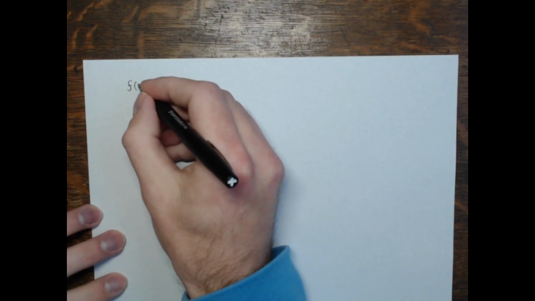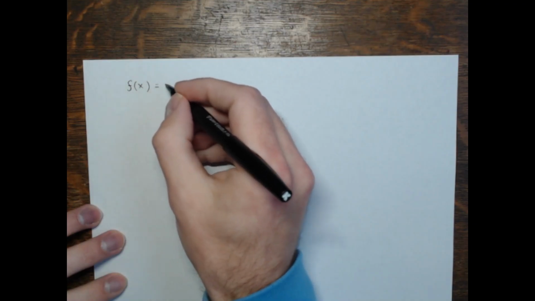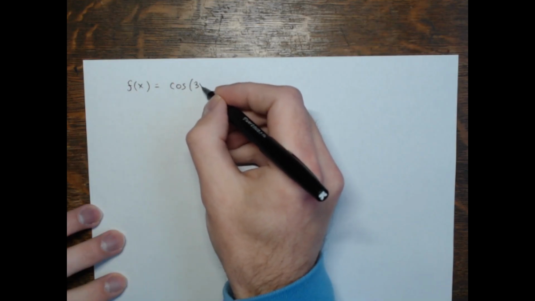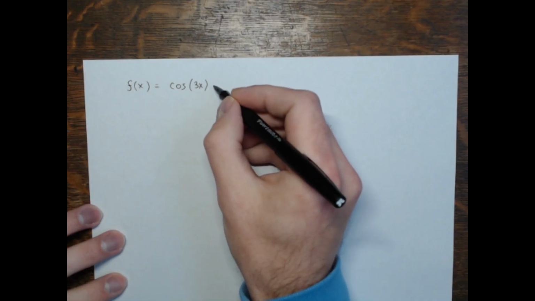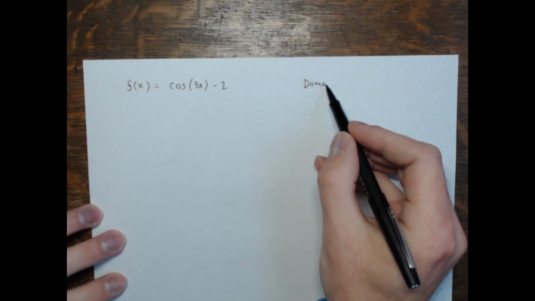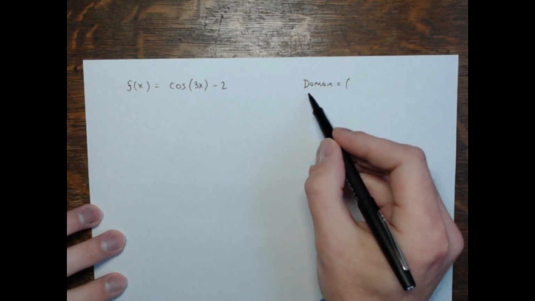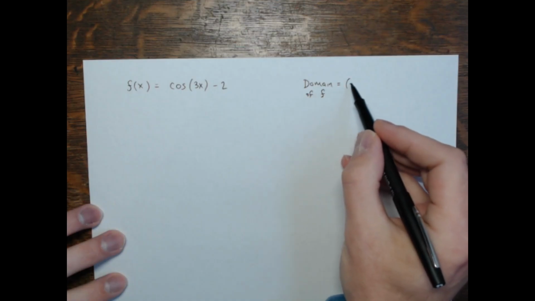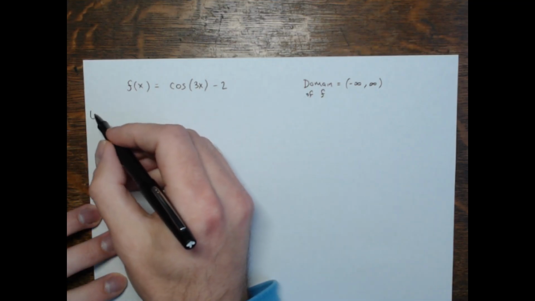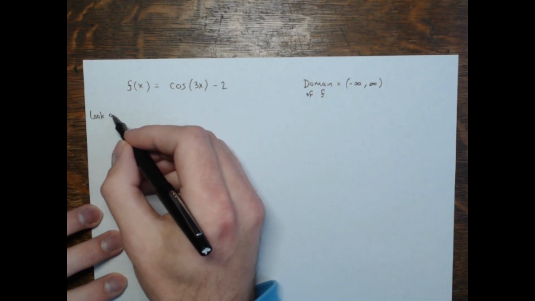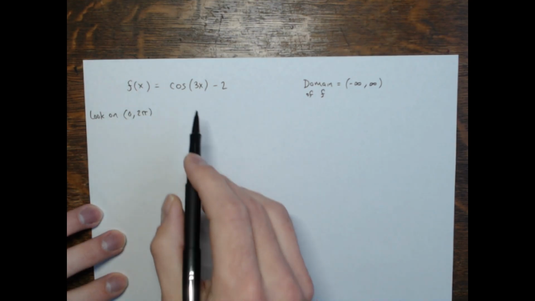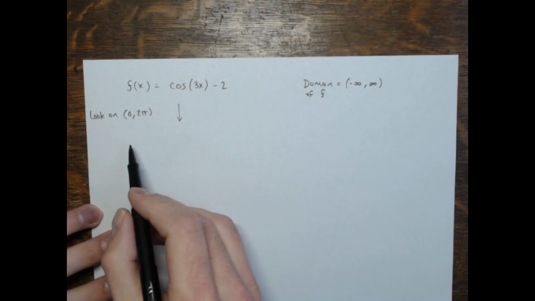All right, so the function we're given is cosine of 3x minus 2. Now the domain is all real numbers, right? The domain of this function is all real numbers. You can plug anything you want into the cosine function. But we're asked to look specifically on the interval from just 0 to 2 pi though, all right? So I'm going to keep that in mind.